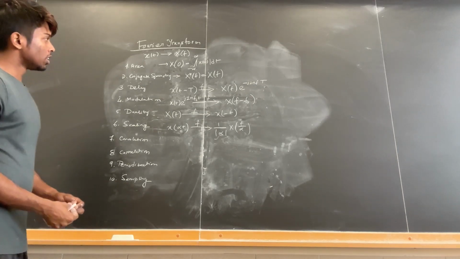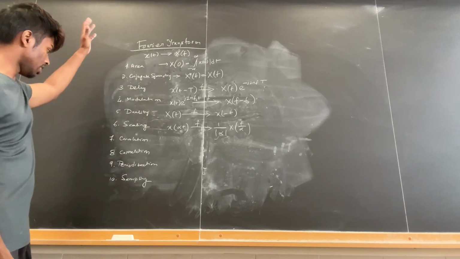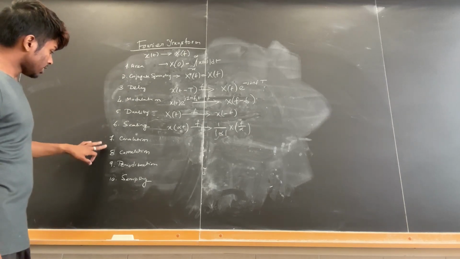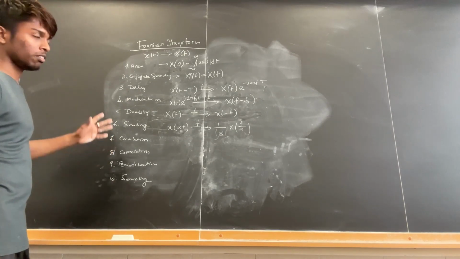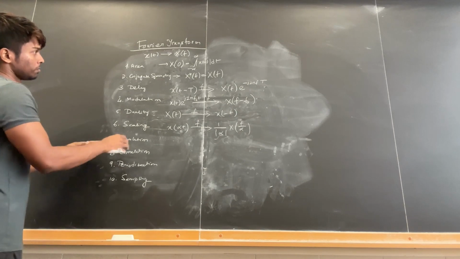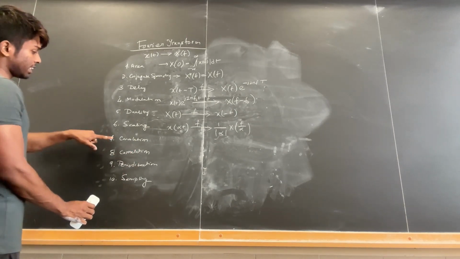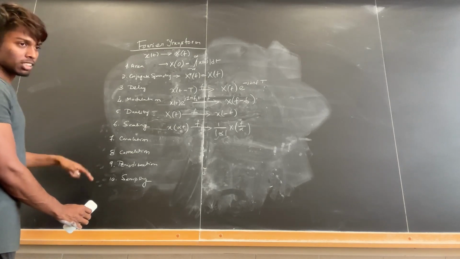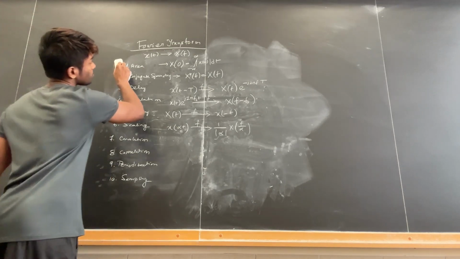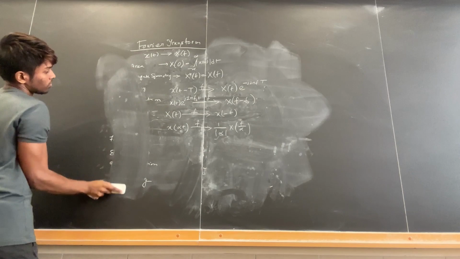So these are the first 6 very basic properties, and the last 4 properties are big enough, so I will move on to expanding over those properties. The last 4 properties are convolution, correlation, periodization and sampling. So one by one.